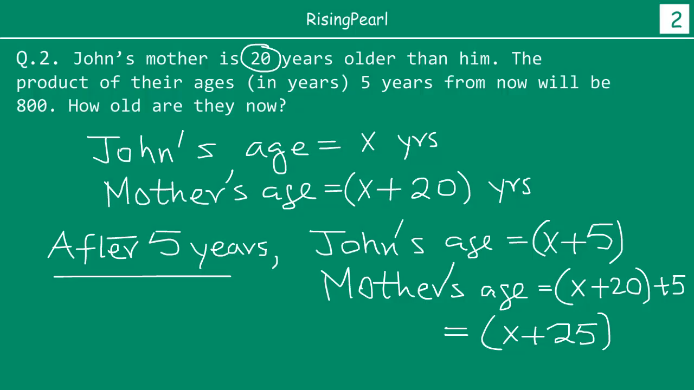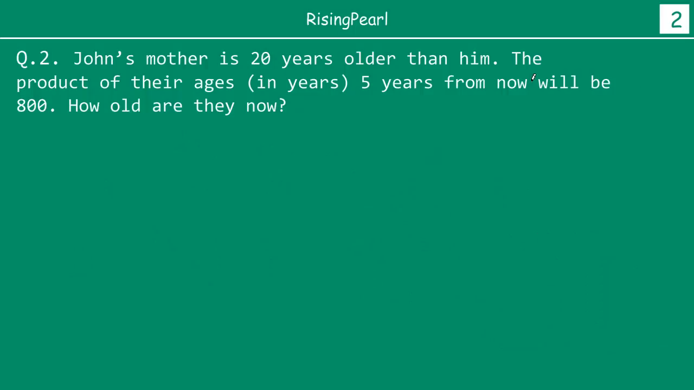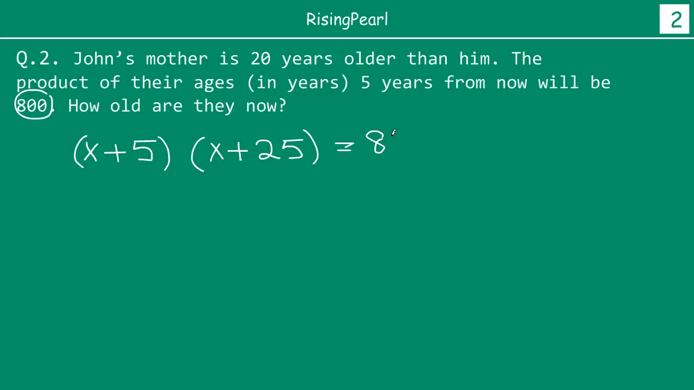So now let's give ourselves some more space. What is given is that the product will be 800, meaning x plus 5 times x plus 25. This product is 800. And we have to find out how old they are now. So we have to open this up, right? In order for us to solve this, we have to write this in the standard form of a quadratic equation and then solve it.